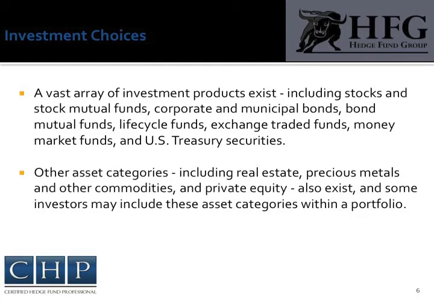Other asset categories that exist for a diversification process include real estate, precious metals, and other commodities, along with private equities and hedge funds, which are alternative investments. Some investors may include these asset categories within their portfolio to achieve diversification.